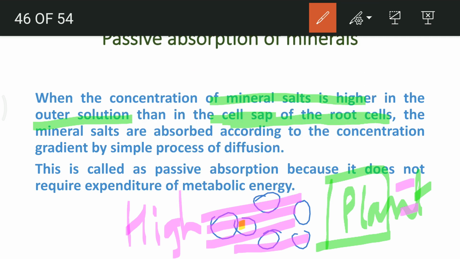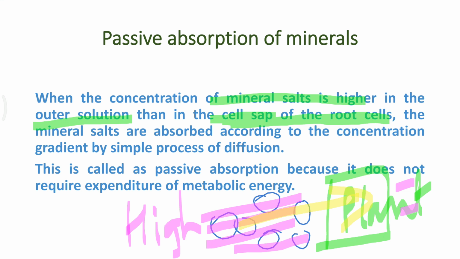The movement is simple, from higher concentration to lower concentration of minerals. And here there is no requirement of metabolic energy. It can occur very easily, and that's why the process is known as passive absorption of minerals. This happens when the nitrogen requirement is there in the plants and the soil is rich with leguminous plants, then this process occurs, that is passive absorption of minerals by the root hair cells.